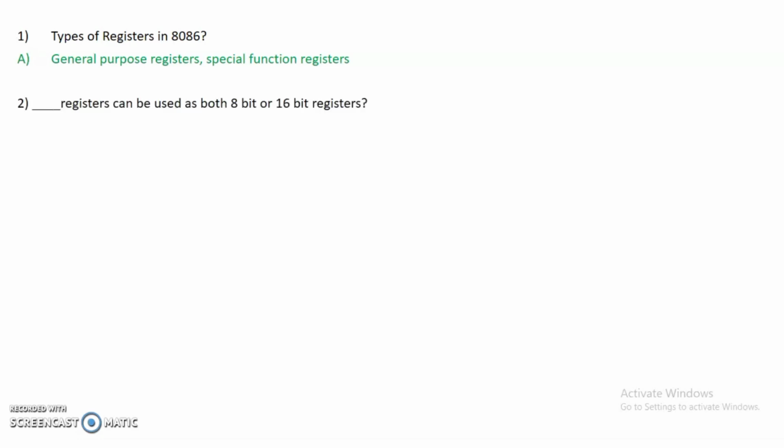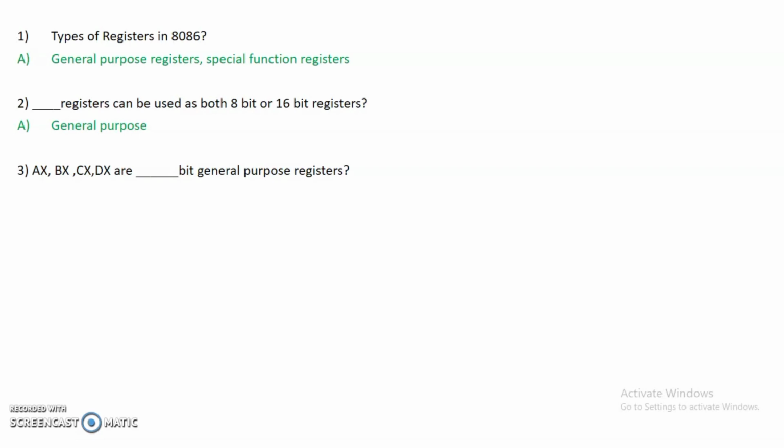Bit number 1. What are the types of registers in 8086? Basically 8086 consists of two types of registers. The first one is general purpose registers and the second one is special function registers. Bit number 2. Dash registers can be used as both 8-bit or 16-bit registers. The answer is general purpose. General purpose registers can be used as both 8-bit or 16-bit.